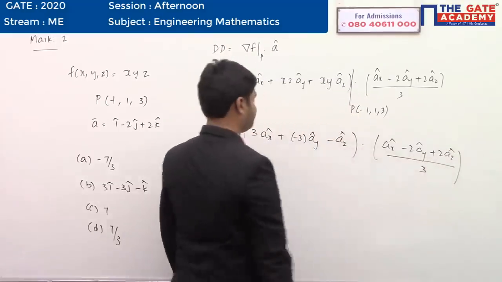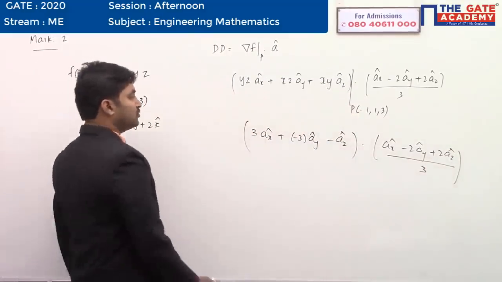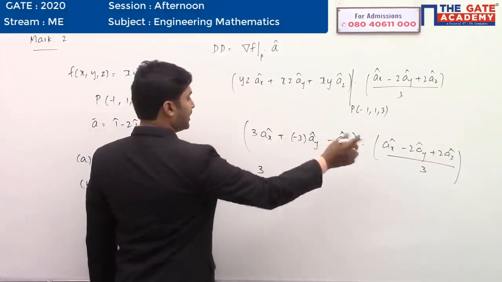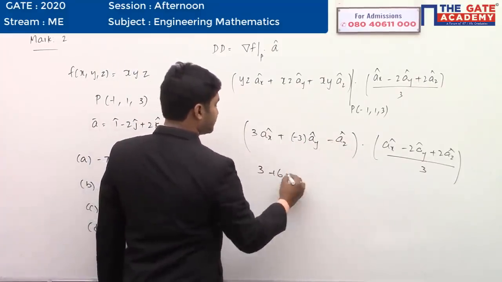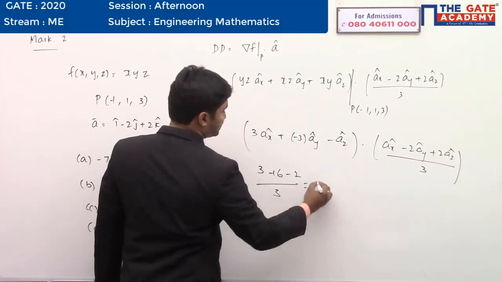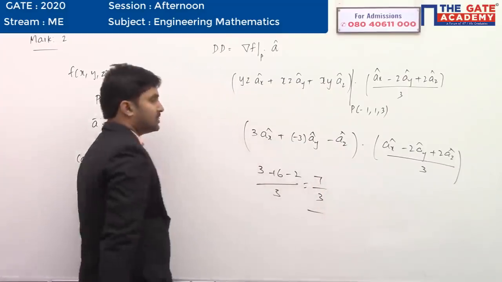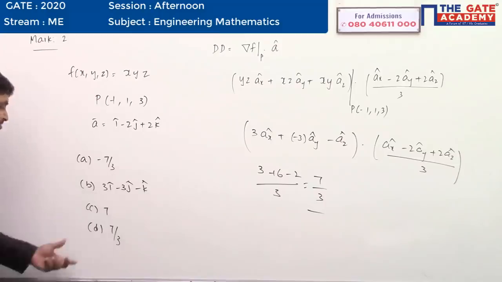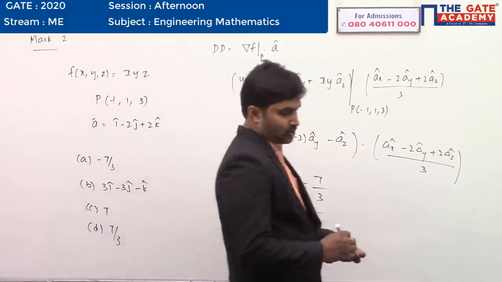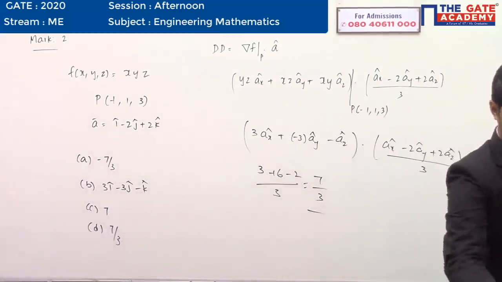Yes or no? So this will give you 3. Here it is 6. Here it is minus 2, divided by 3. What is this value? This is equal to 7 by 3. So the answer for this question is 7 by 3, which is option D. Option D is the correct answer.